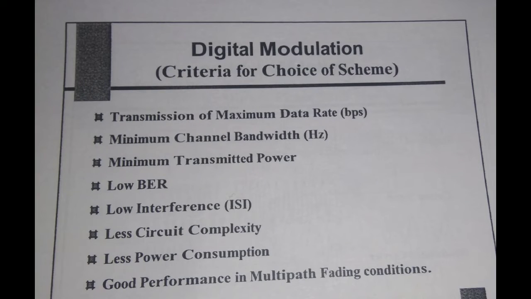We have already discussed the criteria for choice of scheme: the maximum data rate, channel bandwidth, minimum transmitted power, low BER, low interference, less circuit complexity, less power consumption and good performance in multipath fading. So these are the important criteria for digital communication and digital modulation.